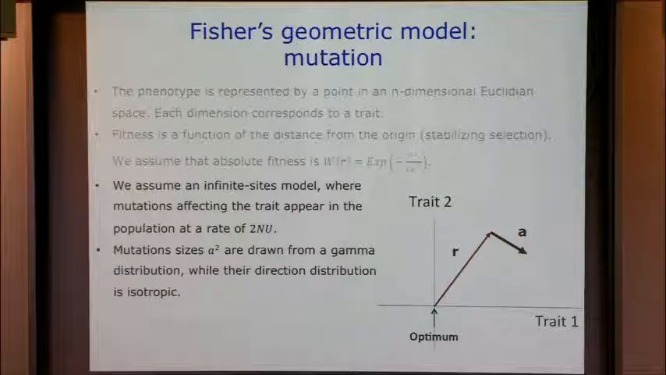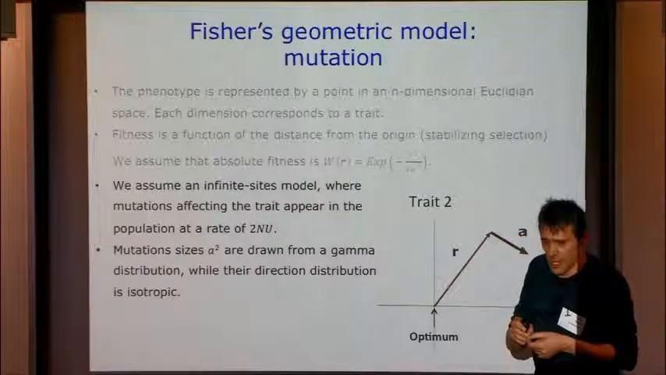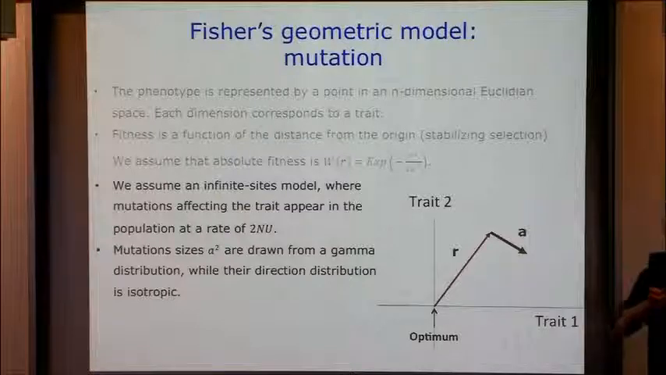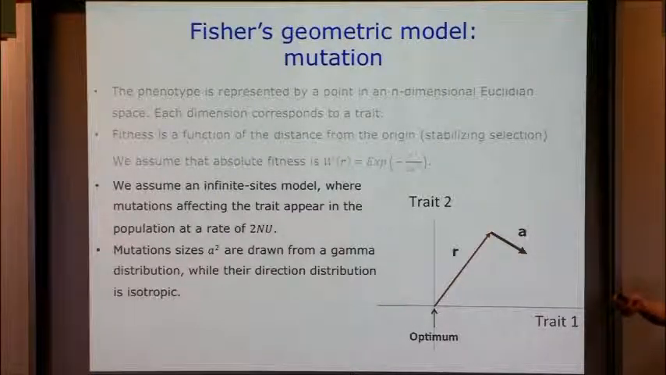Now we'll introduce some population genetics into it. First, we'll introduce mutations. We're going to assume an infinite sites model, which mainly means that mutations are introduced at some Poisson rate per individual per generation, and mutations never occur at the same site, so we're neglecting multiple mutations at the same site.